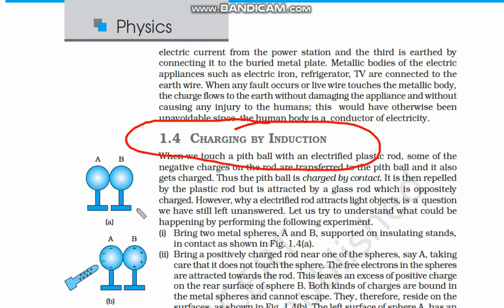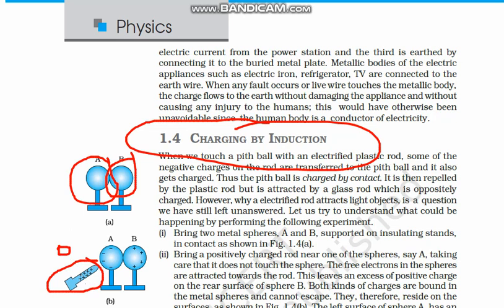Let us take two metal balls. See, this is a pith ball, this is one, this is two, pith balls. Now we bring one ball near an electrified object. This is object O. This could be any object, glass rod, plastic rod, it does not matter, but this is an object O which is charged positively.